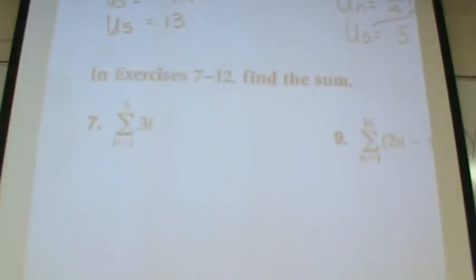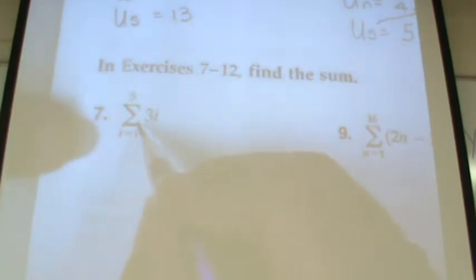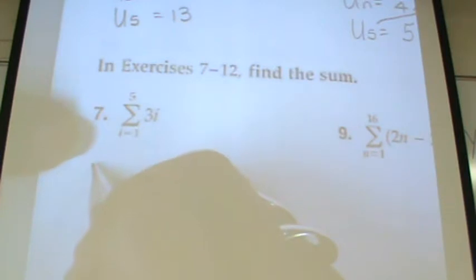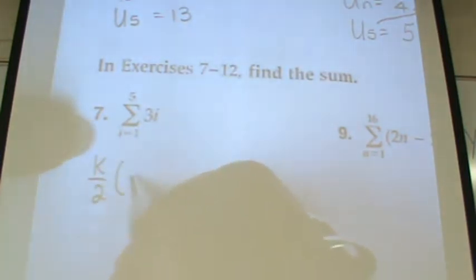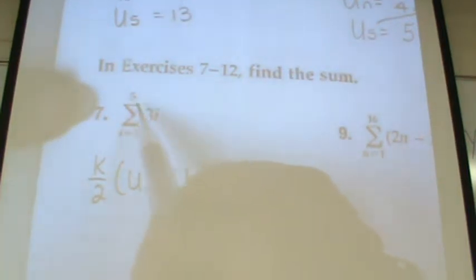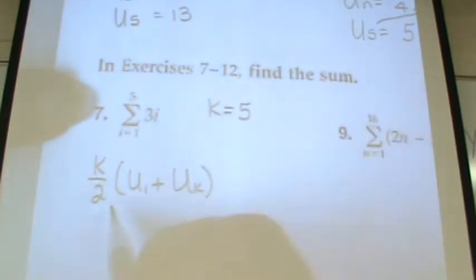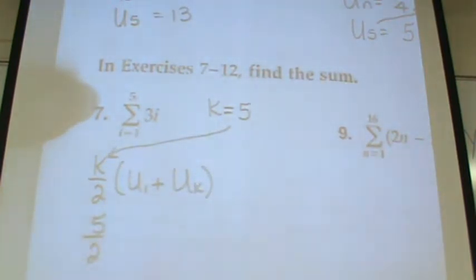The next 3 are partial sum problems. They're asking you to add up the first term to the 5th term. So you need the formula k over 2 times the first term in the sequence plus the last term you're adding up. Well, how many terms are you adding up? You're going to do 5 minus 1, which is 4, and add 1. So k is 5. That's what goes here. So 5 over 2.